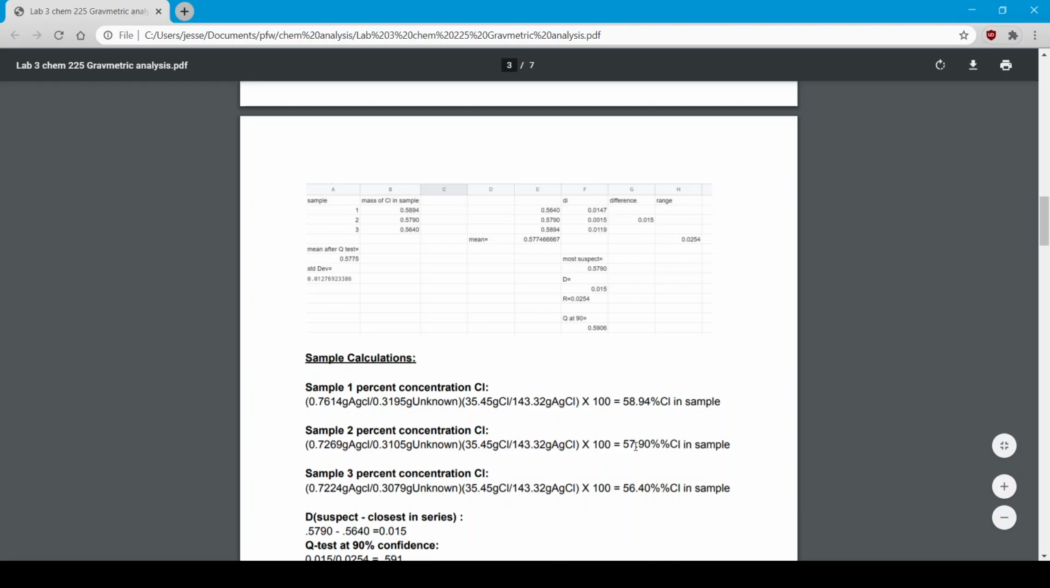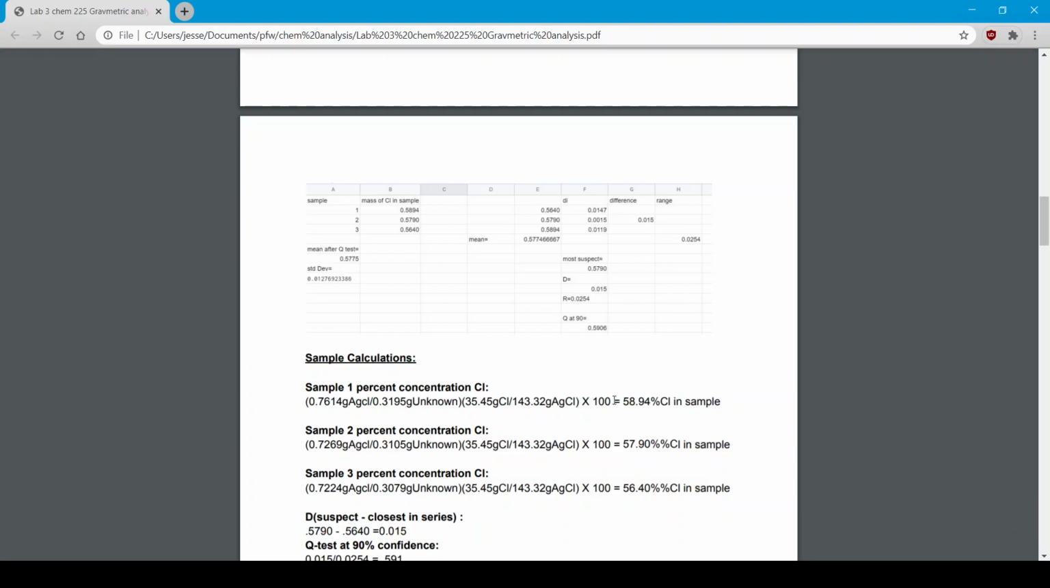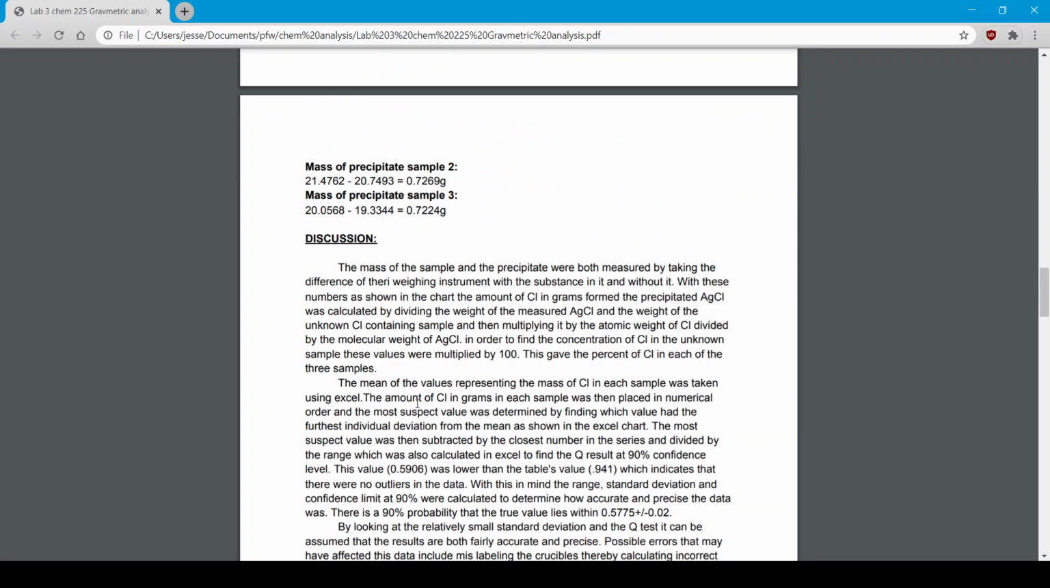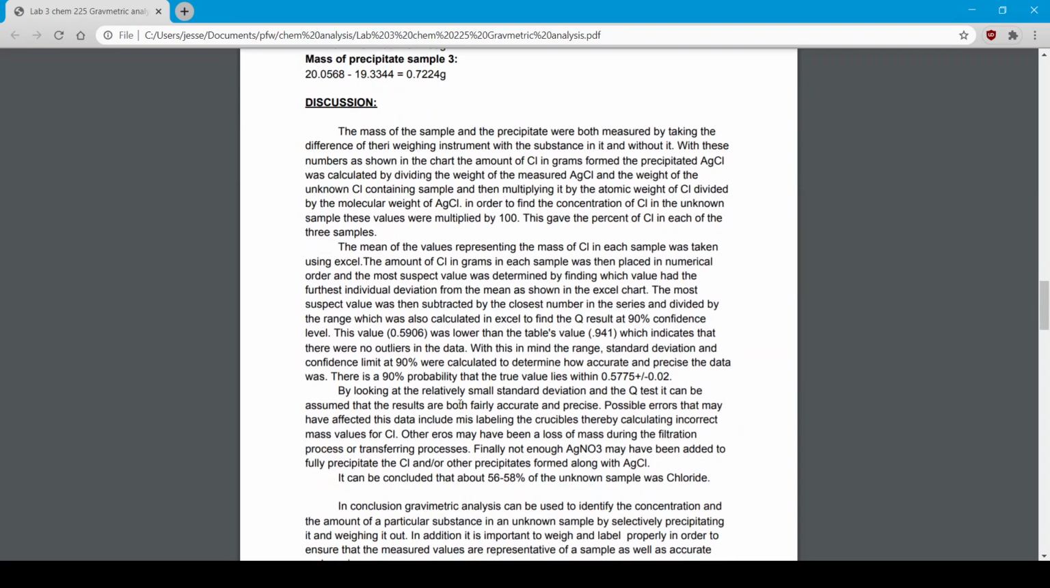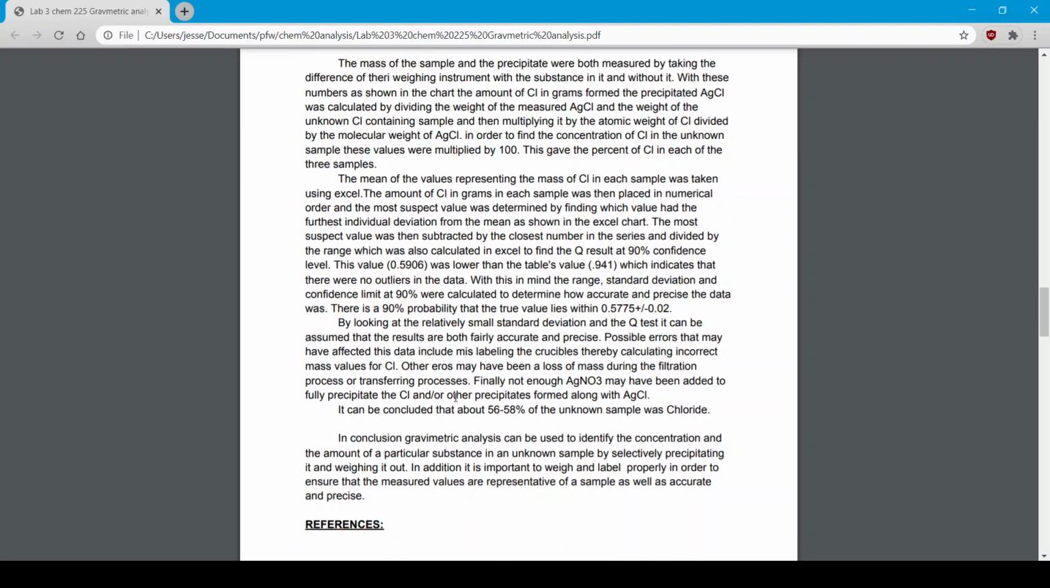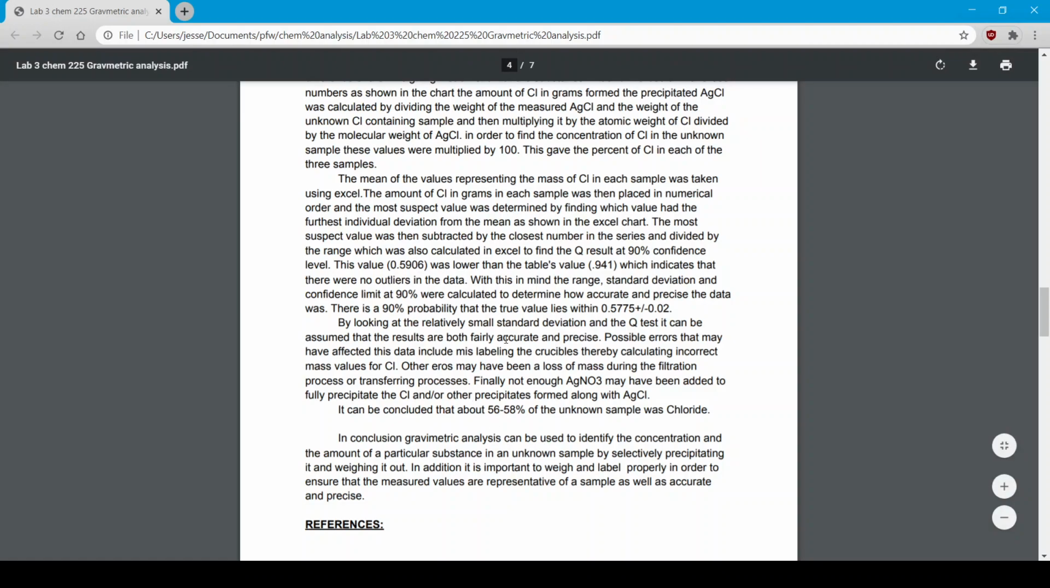You can assume with reasonable certainty based on the preciseness of your lab results that around 57%, you basically take the average of these three, around 57% of your unknown sample C or unknown sample is comprised of chloride. So you basically want to talk about that there. So you want to explain all your results, explain what they mean, any problems that could have occurred. So after that, you want to explain why all that data is important and how that impacts your results.